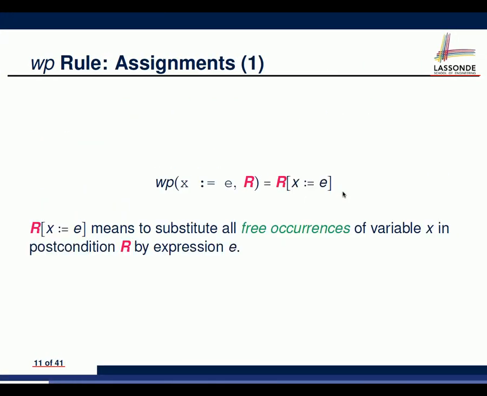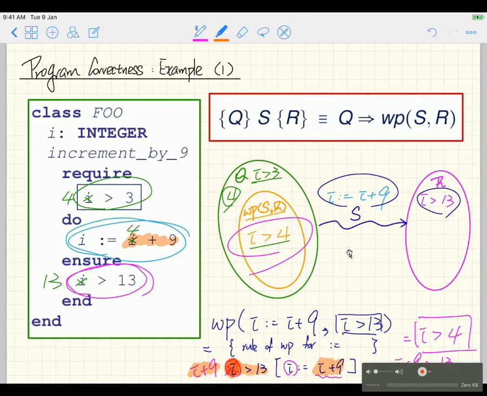I'll give you one, okay, let's say this. So here you can see all the free occurrences of variable x in the postcondition R replaced by expression E, right? So the free occurrence is really important, okay? So I'll give you one example. Let's say this.